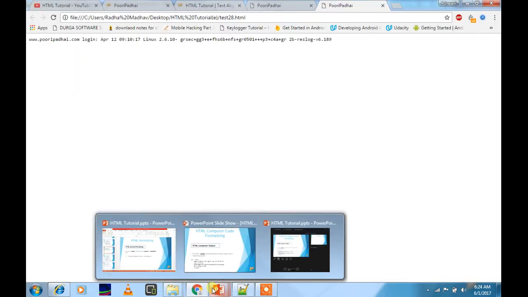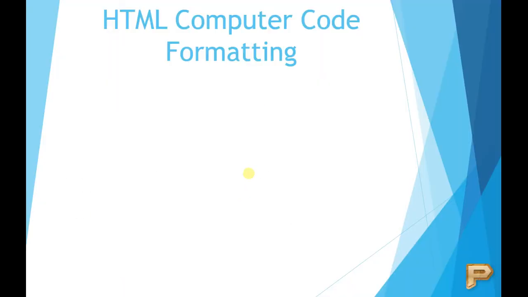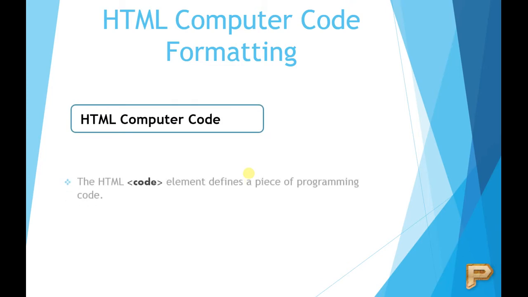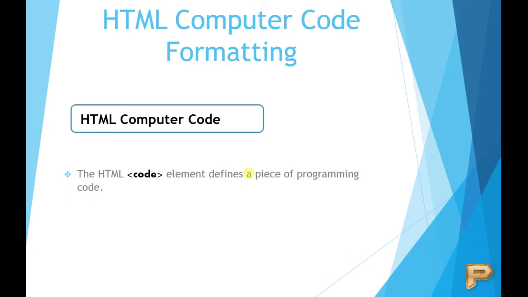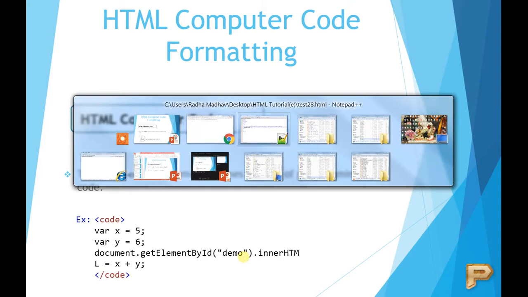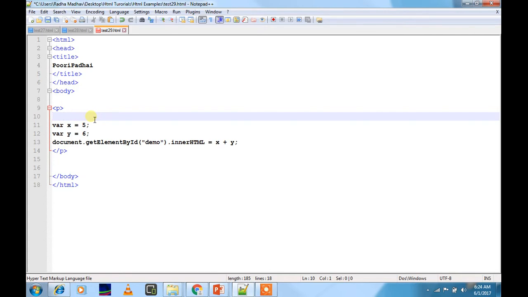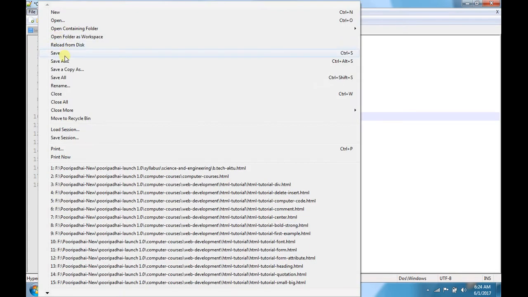Now again, the very first we discussed was KBD, the second was SAMP, and the third was code, HTML computer code. The HTML code element defines a piece of programming code. Now this is an example, for example var x = 5 and document.getElementById. Again we will use the same example in Notepad++. Here is that file. We will remove the code tag again, and we will save this file.